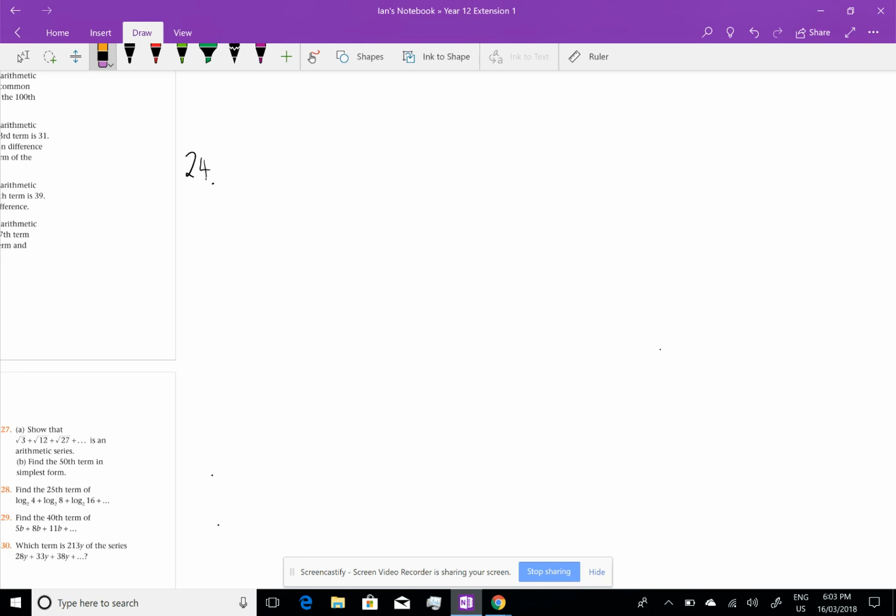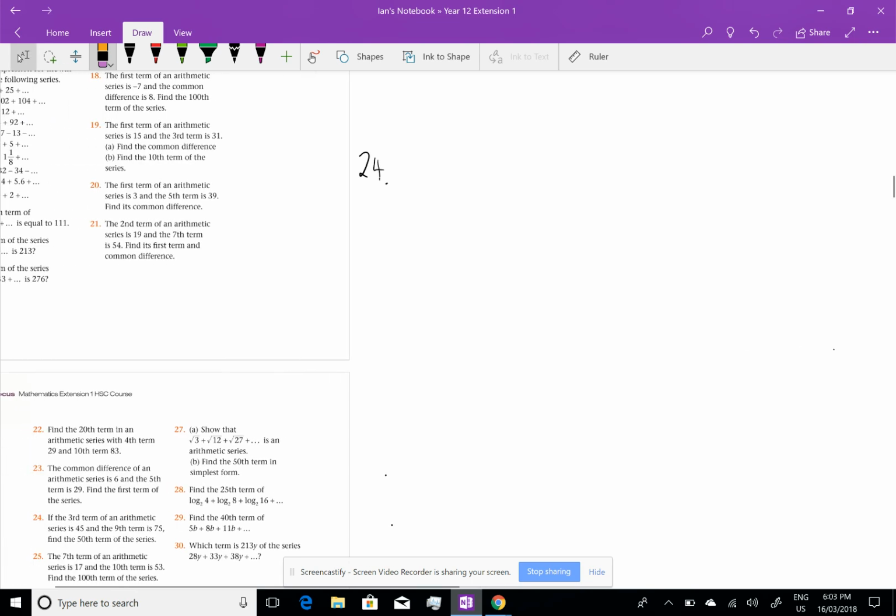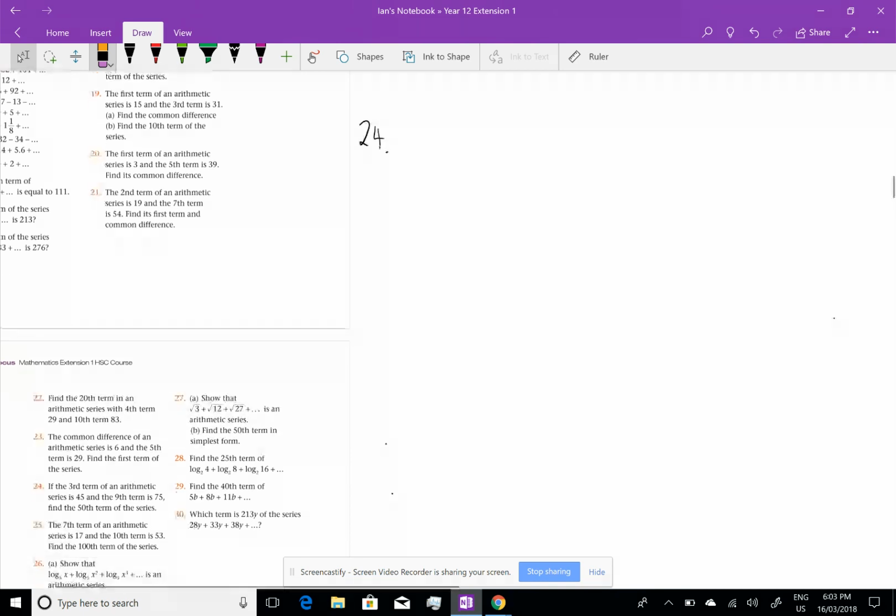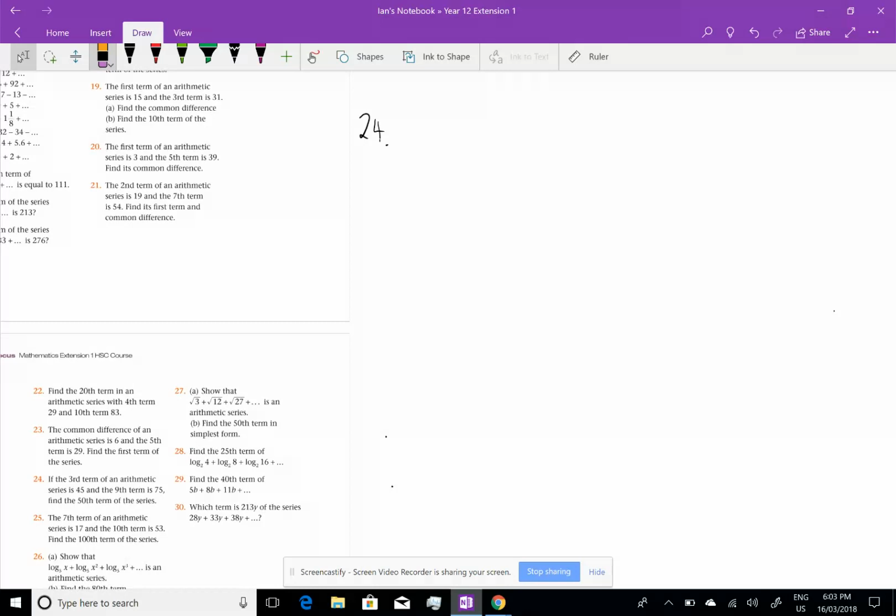I'm going to have a go at some of these questions from exercise 8.4. Some people had some trouble with the later ones, so I'm going to pick up from question 24 and work my way through to 30. Make sure you have a go at them yourself first, though.